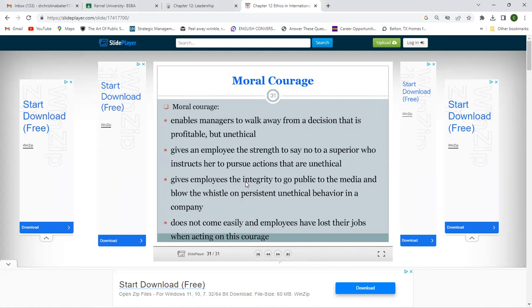Moral courage enables managers to walk away from a decision that's profitable but unethical. It gives employees the strength to say no to a superior who instructs them to pursue actions that are unethical. It gives employees the integrity to go to the public and the media and blow the whistle on persistent unethical behavior in the company. It does not come easily, and employees have lost their jobs when acting with courage.